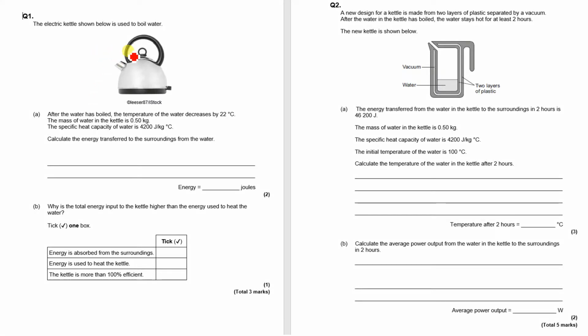Right, so in this first question, it's about specific heat capacity, and this is the specific heat capacity assessed practical. So make sure you know how to write a method for specific heat capacity, and you are aware of how to use this equation where energy is equal to mass times the specific heat capacity times the temperature change.